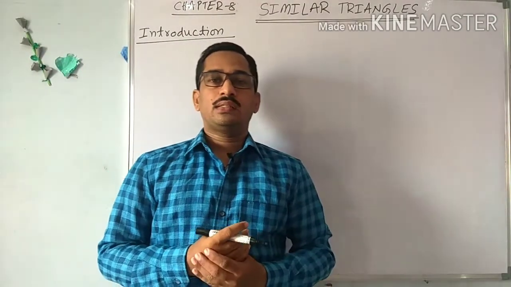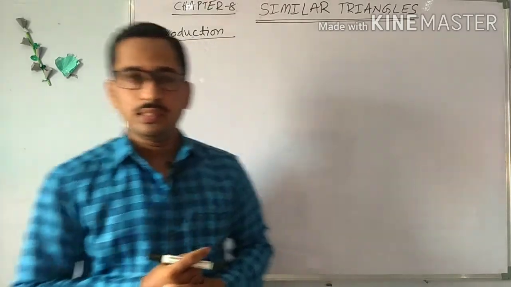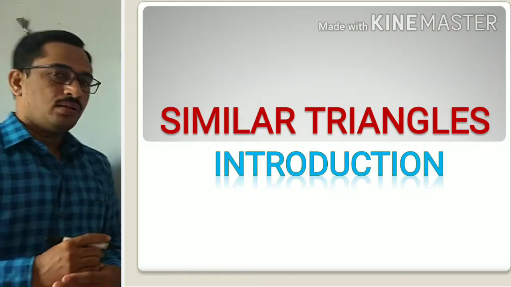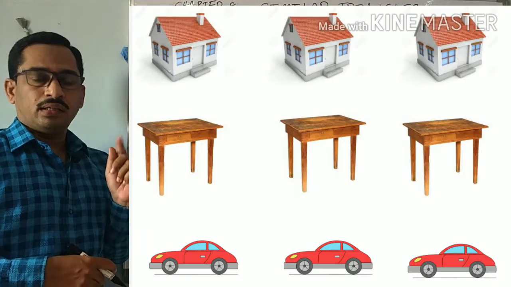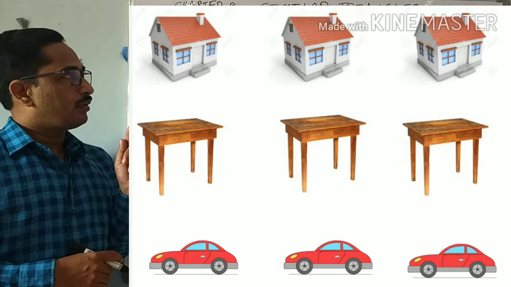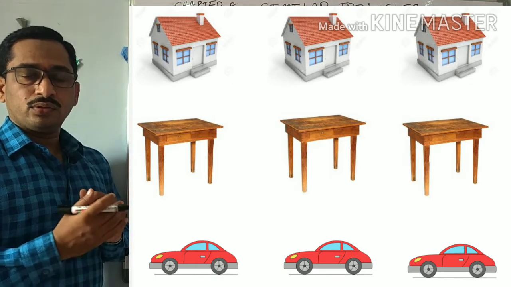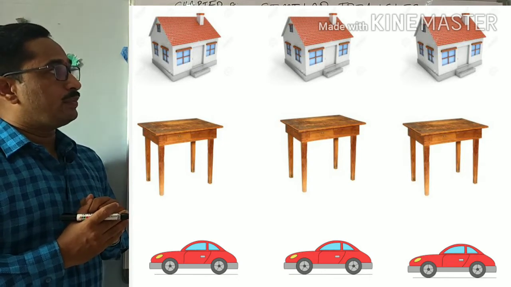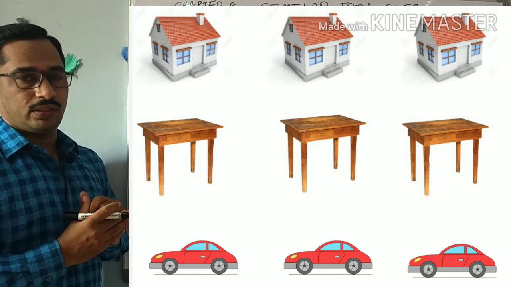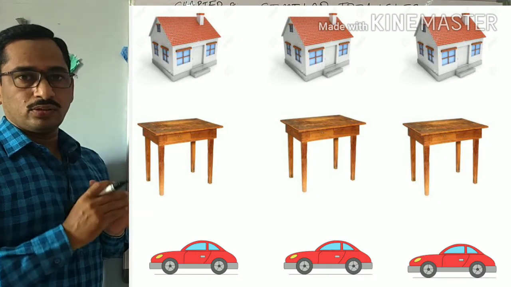Now in 10th class, chapter 8, similar triangles, introduction. See here the introduction. Observe the diagram. Observe the figure. Here in the first diagram, there are 3 complete houses. What do you observe from the houses? The 3 houses are in the same shape and same size. Means the houses' height and sizes are the same and the appearance is also the same.